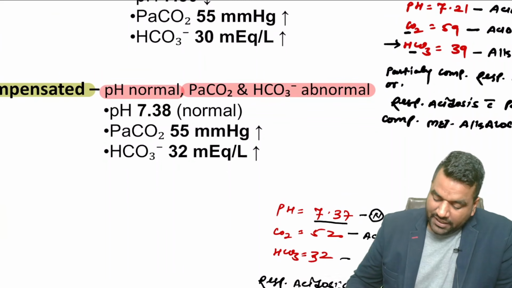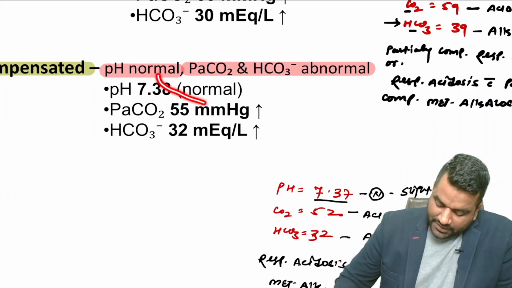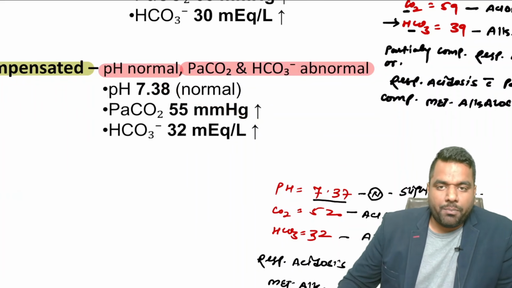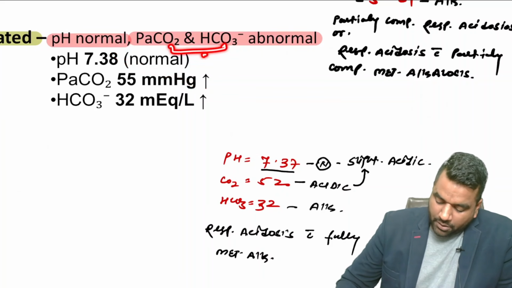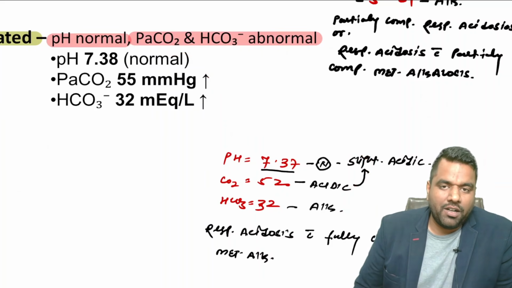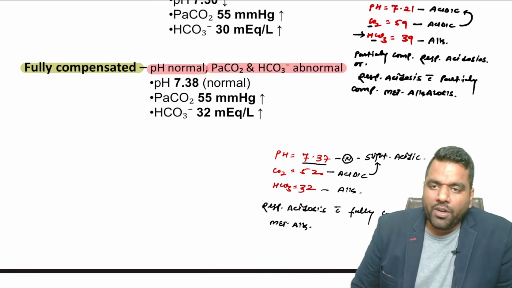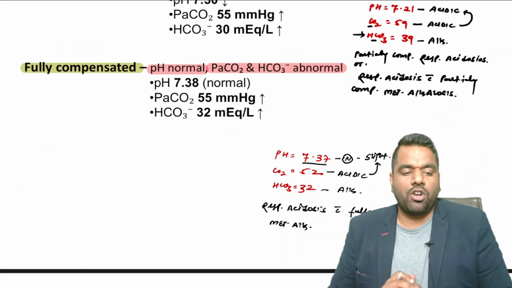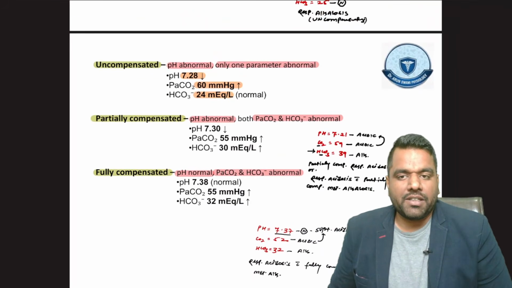So here you can see that pH is normal. CO2 and bicarbonate both are abnormal, right? Both are abnormal. So this is part of full compensation. I hope now you can easily understand all of this about ABG in full compensation, partial compensation, and the uncompensated part.